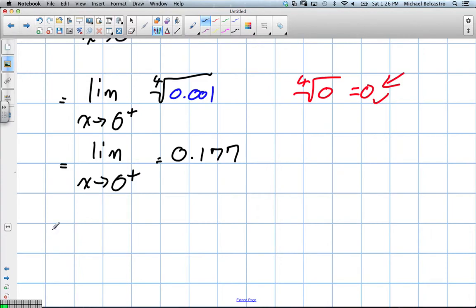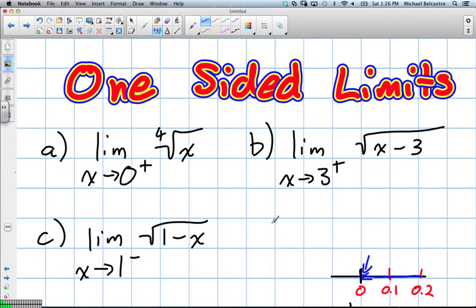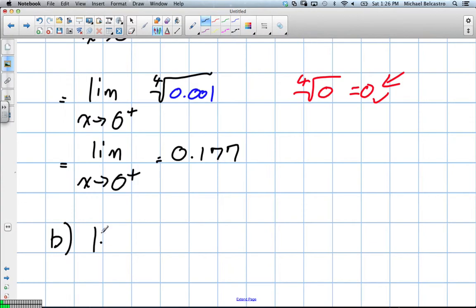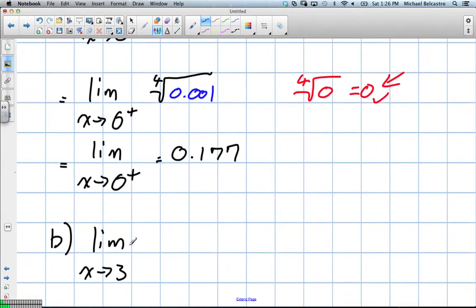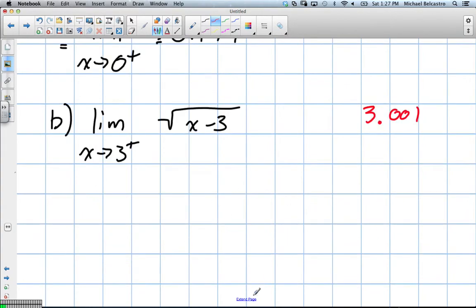Okay, our B may be a little different. The square root of x minus 3. So the limit as x approaches 3 from the right. Again, on a number line, what would be just to the right of 3? Something like 4. You could say 4, but you could also say 3.001, something like that. That would be much closer and just to the right of 3. So let's plug those values in and see what we get as our limits.